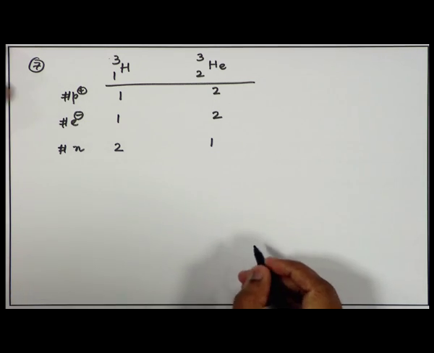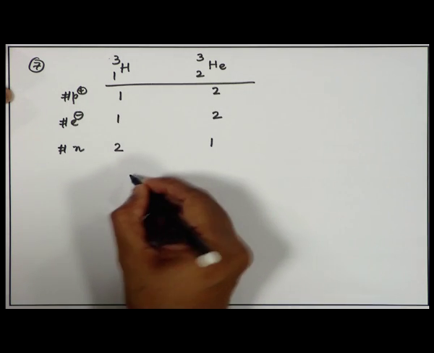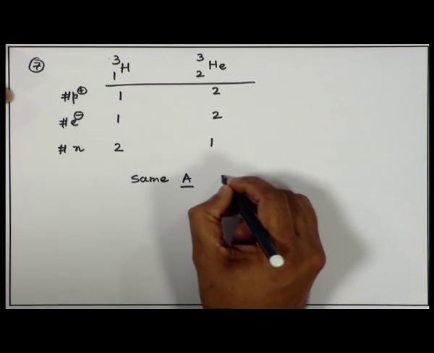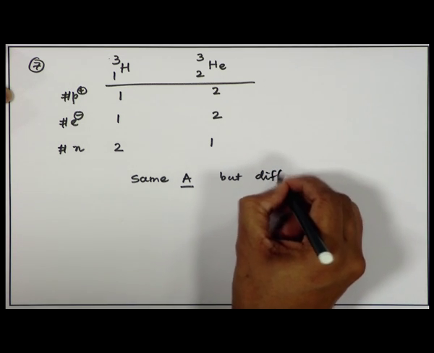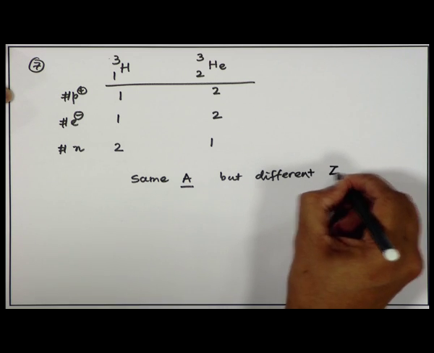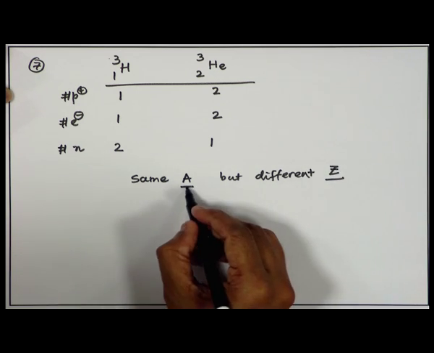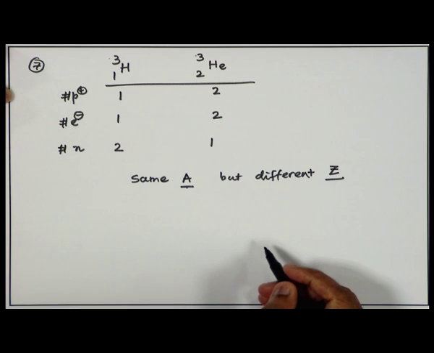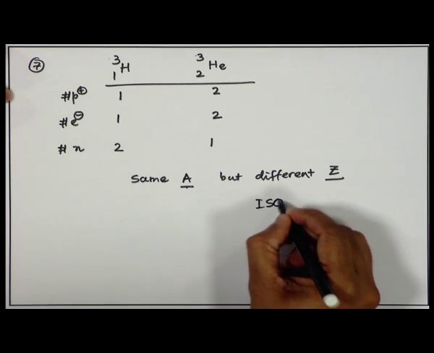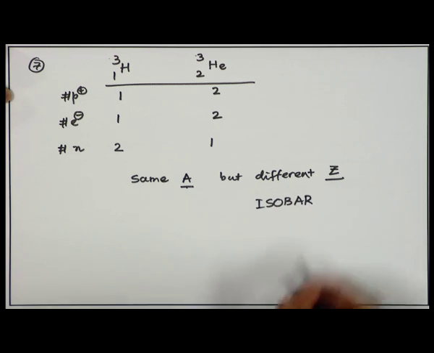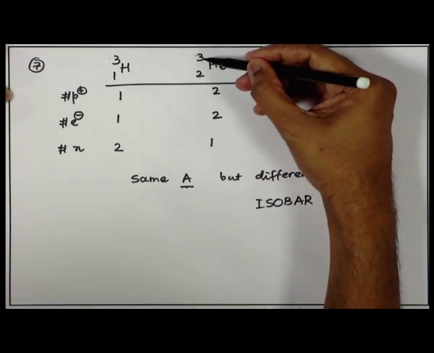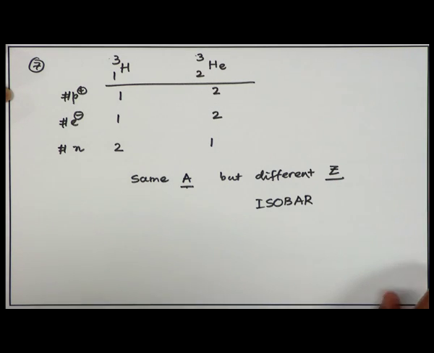In this case, if you see, these 2 species have the same mass number, the same value of A, but different Z. Same mass number, different atomic number. When you have such a case, we call these two species isobars. So, hydrogen 3 and helium 3 both have the same mass number but different atomic numbers. Therefore, they are called isobars.